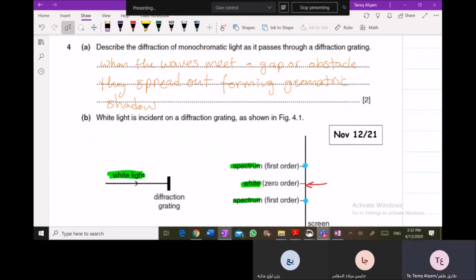Let's do this past paper question. Describe the diffraction of monochromatic light as it passes through the diffraction grating. And guys, diffraction means what? When the waves meet an obstacle or a gap, what will happen to these waves? They spread out. This is the first mark. Forming a geometric shadow, this is the second mark.